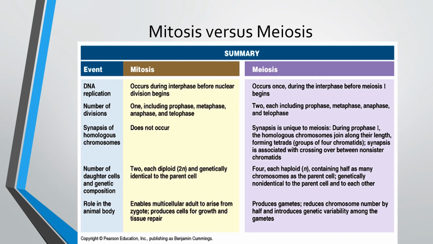The role in the animal body of mitosis is that it enables a multicellular adult to arise from a zygote. It produces cells for growth and tissue repair. And the role in the body for meiosis is that it produces gametes. It reduces chromosome number by half and introduces genetic variability among the gametes.